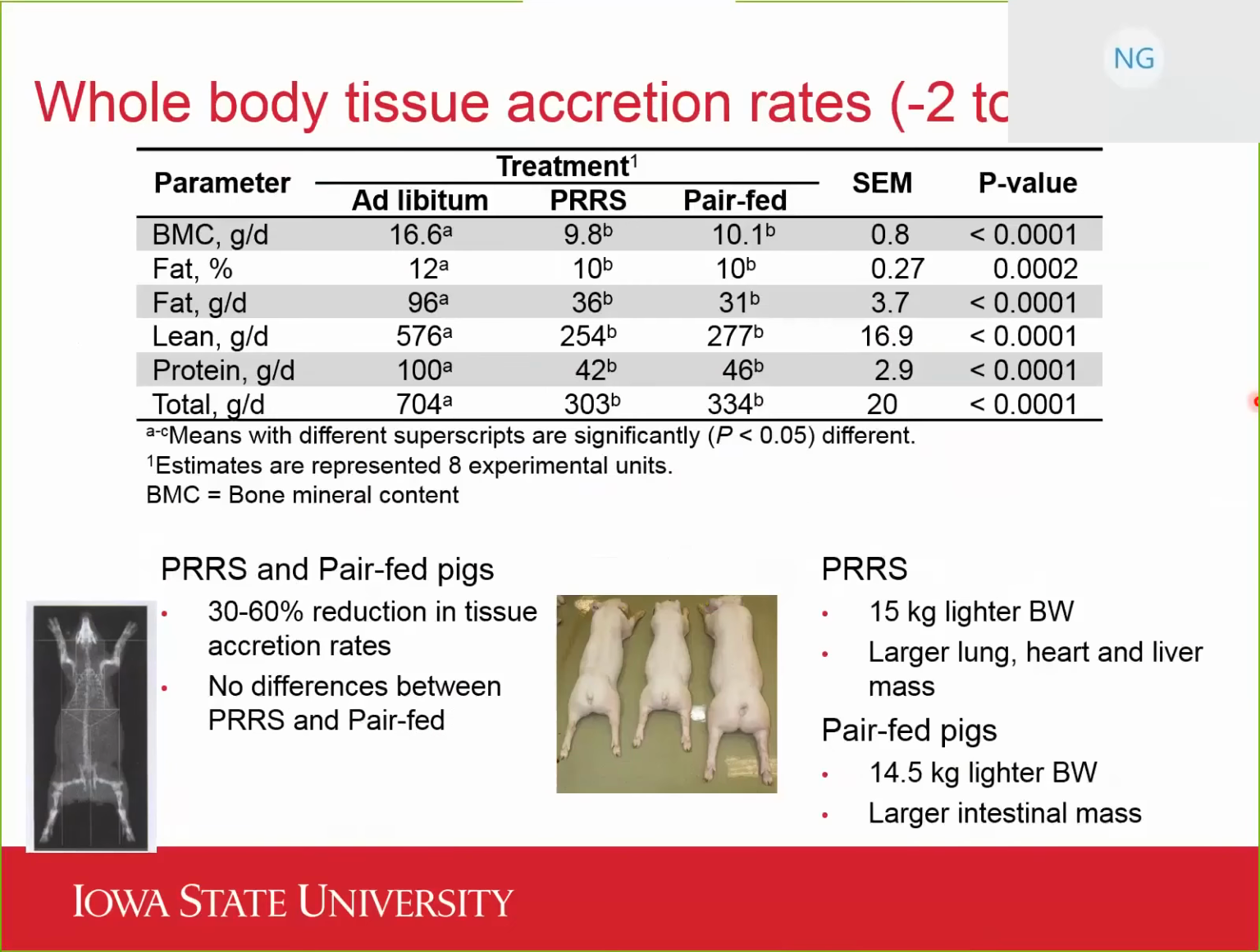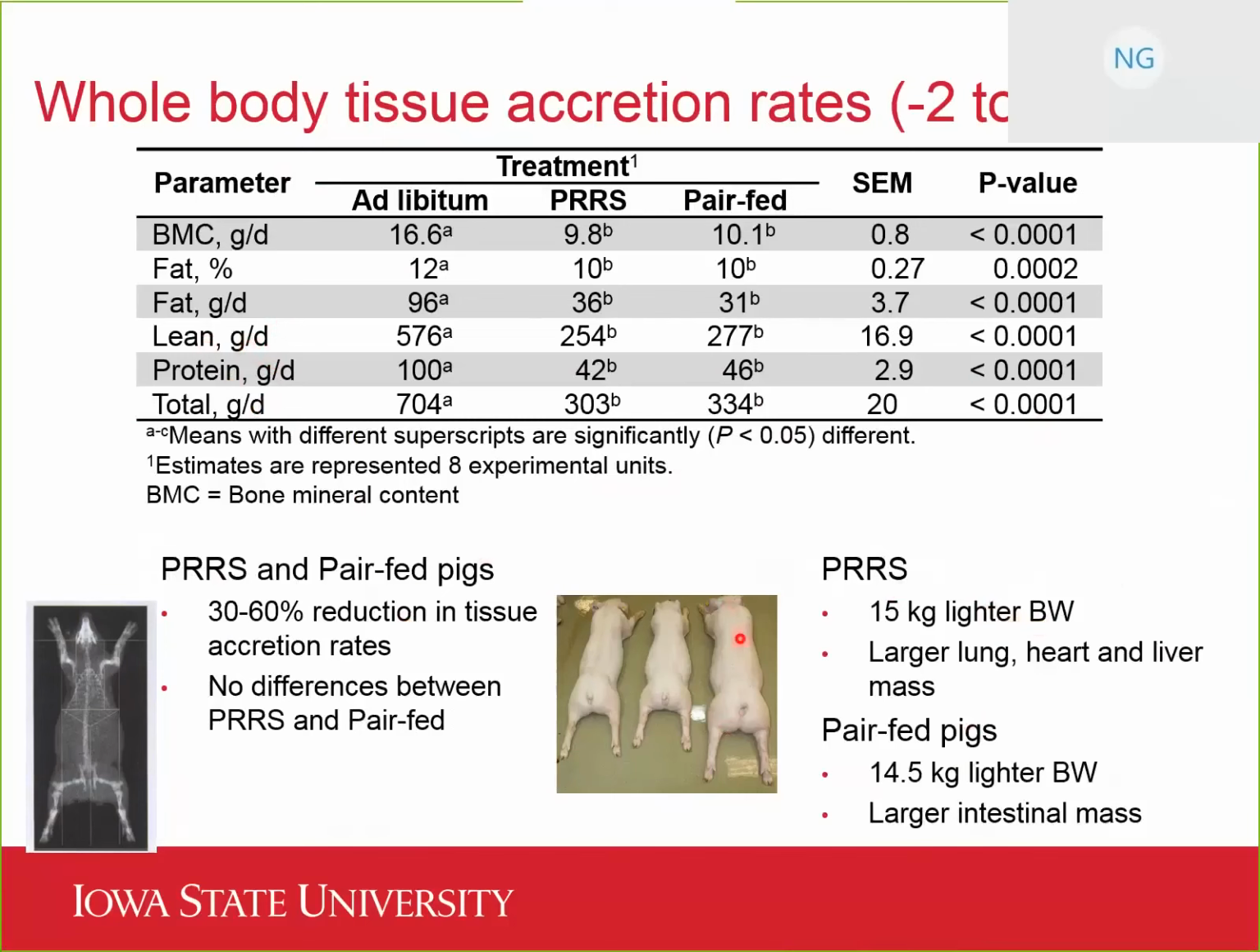And so how did that translate into body accretion? Really across the board, we see a 30 to 60% reduction in fat accretion in grams per day, protein or lean accretion, depending on which unit you want to use, and total mass here when we look at tissue accretion in these pigs. The other thing that was different in these pigs with regard to this disease model is that our PRRS pigs were 15 kilograms lighter in body weight compared to our ad lib pig.